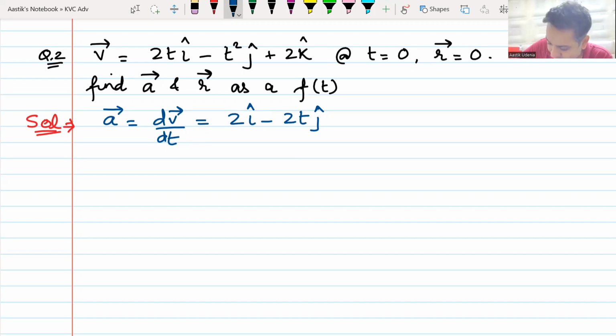Everyone? Derivative of 2t is 2. Derivative of t square is 2t with a minus sign. So this is the acceleration of the particle as a function of time. Do we understand this?